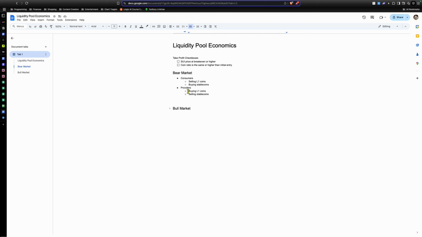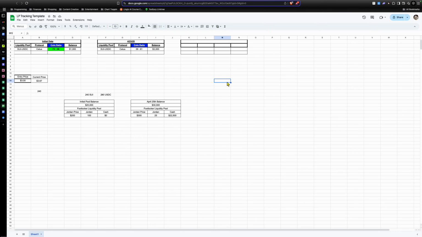When the market is bearish, you'll see your SWE ratio go upwards. All right, so I'm gonna kind of pull this up. I'm gonna just put in some numbers. SWE, and this one's USDC. And say when you first get into the pool, it's 50-50. This is your ratio, it's 50-50. Okay.